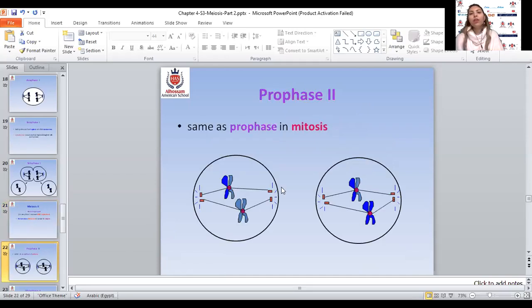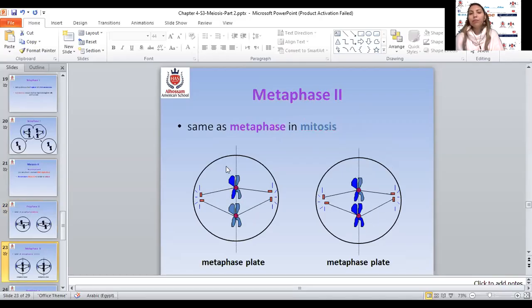Okay, so let's start meiosis 2 with prophase 2, same as prophase in mitosis. Here we have 2 chromosomes, and the centriole sends spindle fibers that attach to each chromosome at the centromere. Then they will line up, forming the metaphase plate at metaphase 2.